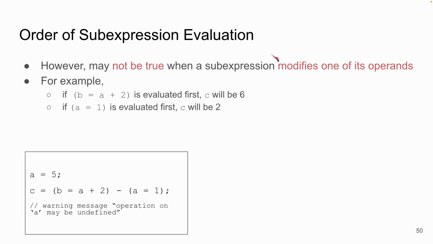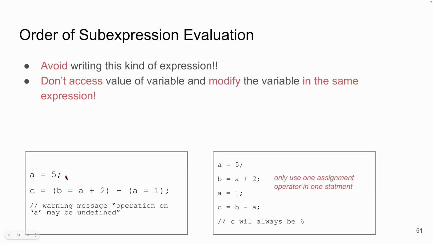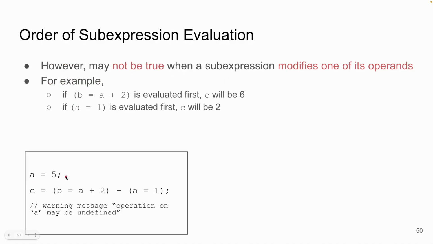In this example, let's assume that a, b, c are integer variables, and we assign 5 to a, and then we want to assign the return value of this entire expression to c. Let's check this expression more carefully. You can see we can divide this long expression into two sub-expressions. The first sub-expression is that we assign the return value of a plus 2 to b. And the second sub-expression is that we assign 1 to a.